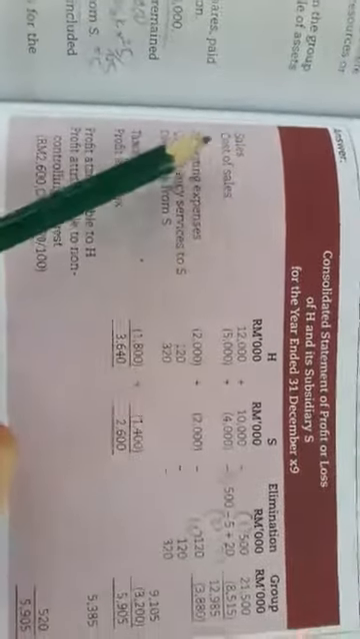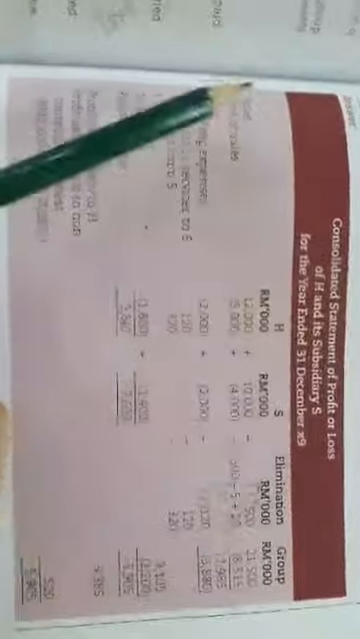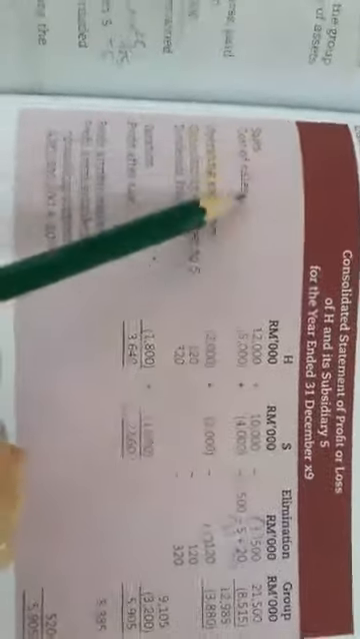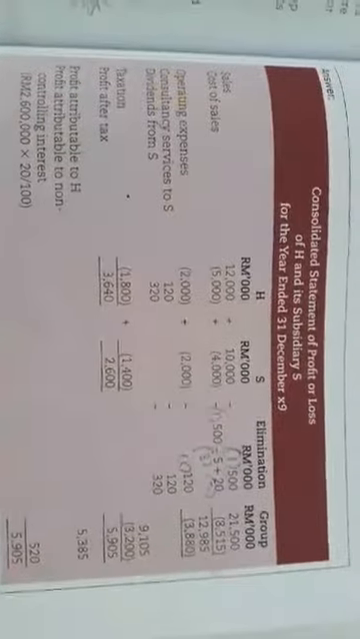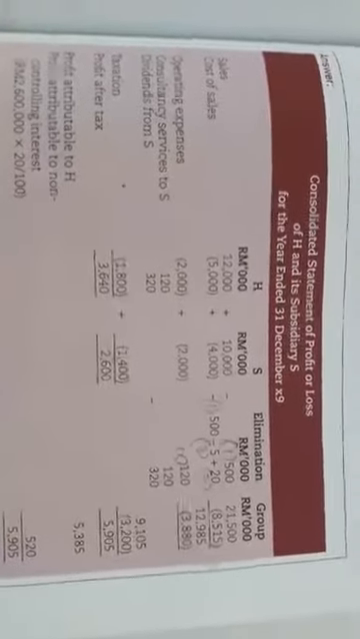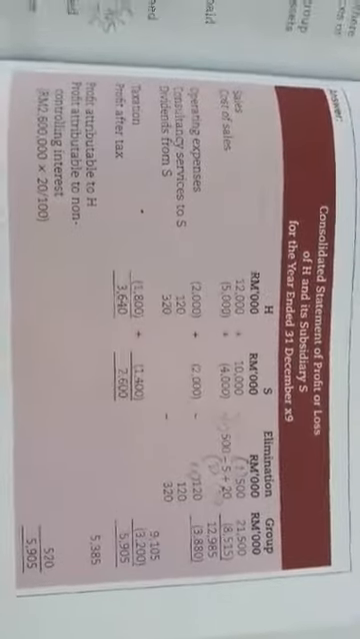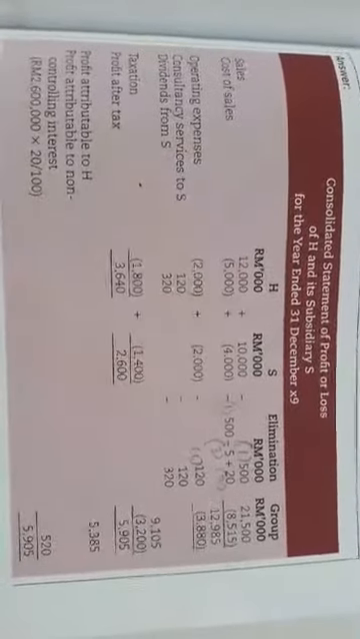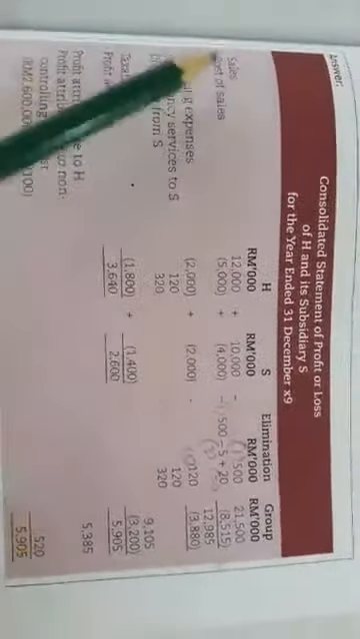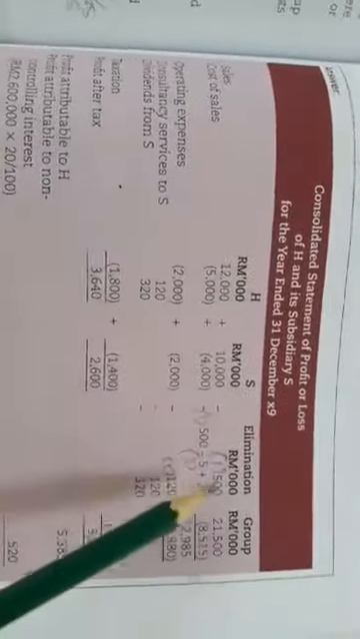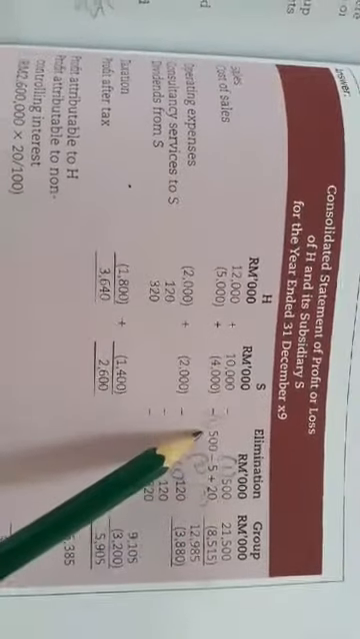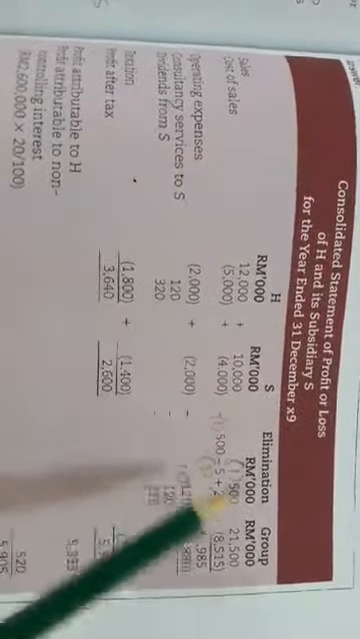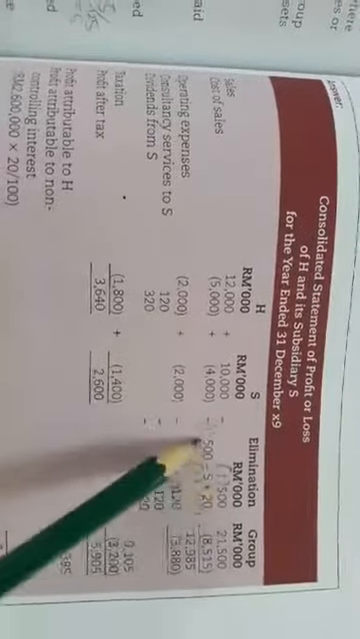Because when you want to prepare this consolidated statement of P&L, you will deduct sales from cost of sales. So under cost of sales, if you can still remember, what is the formula to calculate cost of sales? It is opening inventory plus purchases minus closing inventory. That is how you calculate cost of sales. So in this case, you eliminate 500,000, and at the same time you also eliminate 500,000. But what is the difference here?